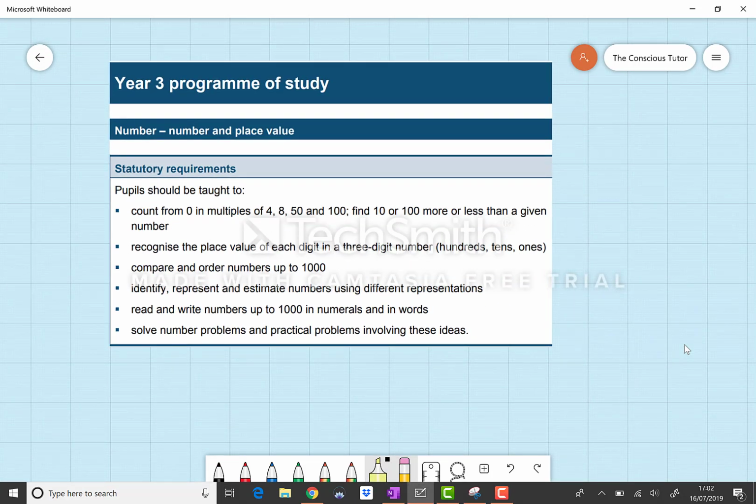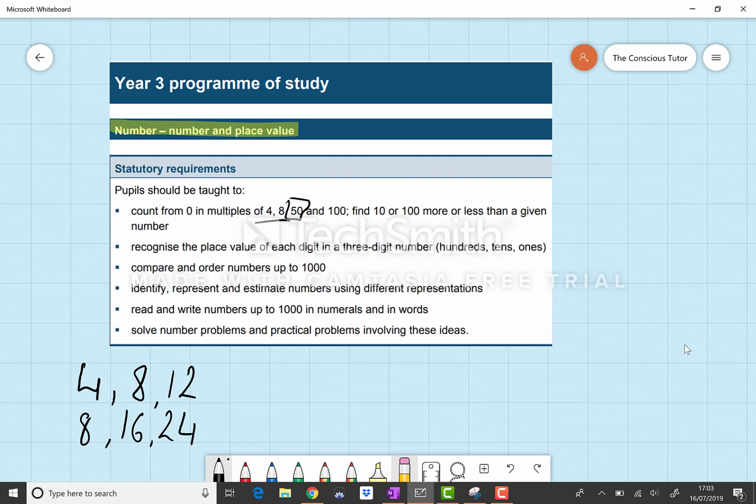So children in Year 3, under the topic of number and place value, need to be taught their 4 and 8 times tables. So they need to be able to count forwards and backwards in 4s and 8s. For example, 4, 8, 12, or 8, 16, 24, and the same backwards. They also need to be able to count in 50s and 100s as well.